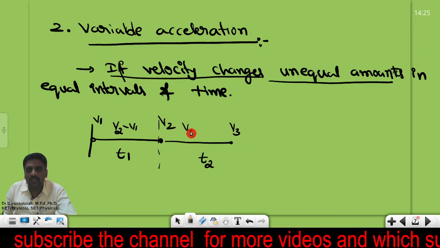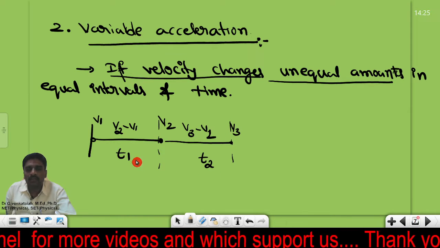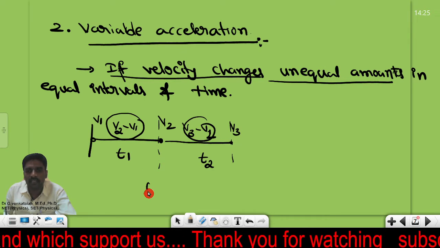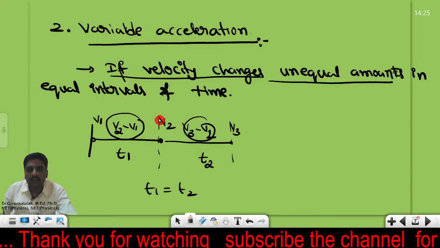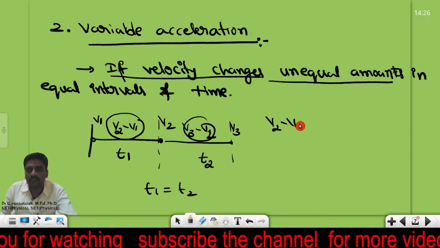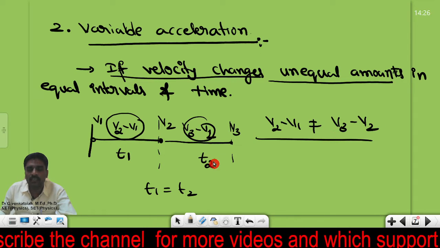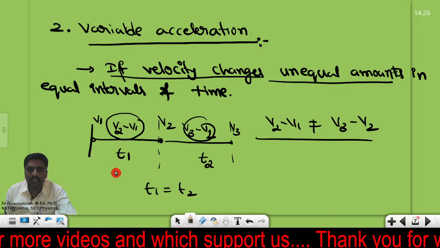What is the change in velocity? v3 minus v2 in this part. Now what we will say, these values are not equal, even though the time interval t2 is equal to t1. But here, they are not equal. That means v2 minus v1 is not equal to v3 minus v2. That is, this type of acceleration is called variable acceleration or non-uniform acceleration.